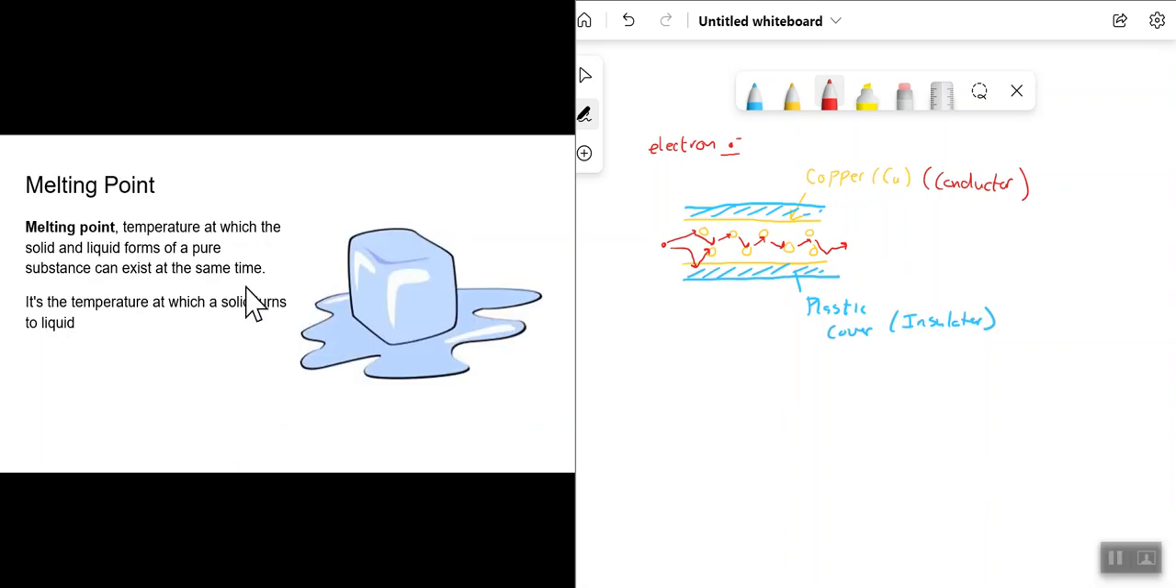So the next physical property that we want to look at is what's called the melting point. So the melting point is the temperature at which the solid and liquid forms of a pure substance can exist at the same time. So it's the temperature at which a solid turns into a liquid. So if we take ice, for example, the temperature at which it starts to melt is what's known as its melting point. So it starts to turn from a solid into a liquid.